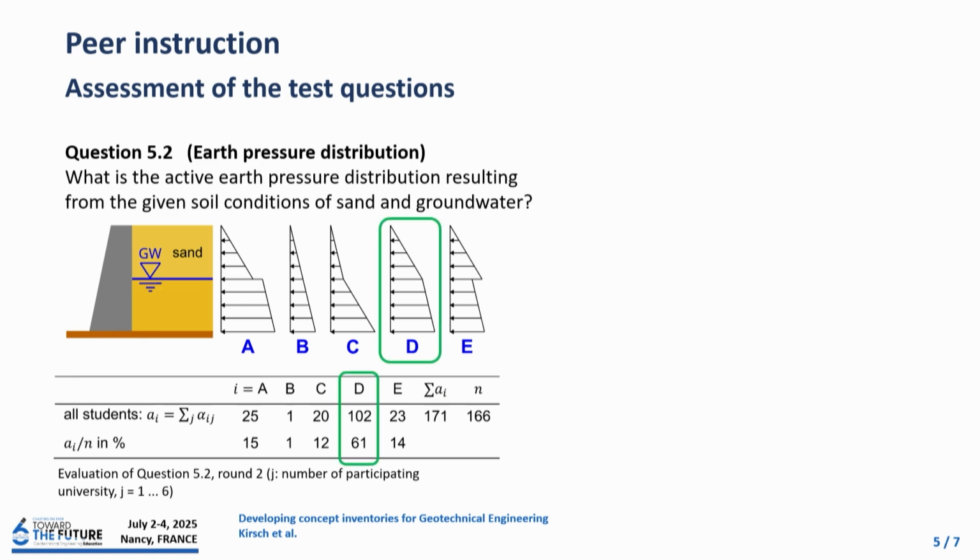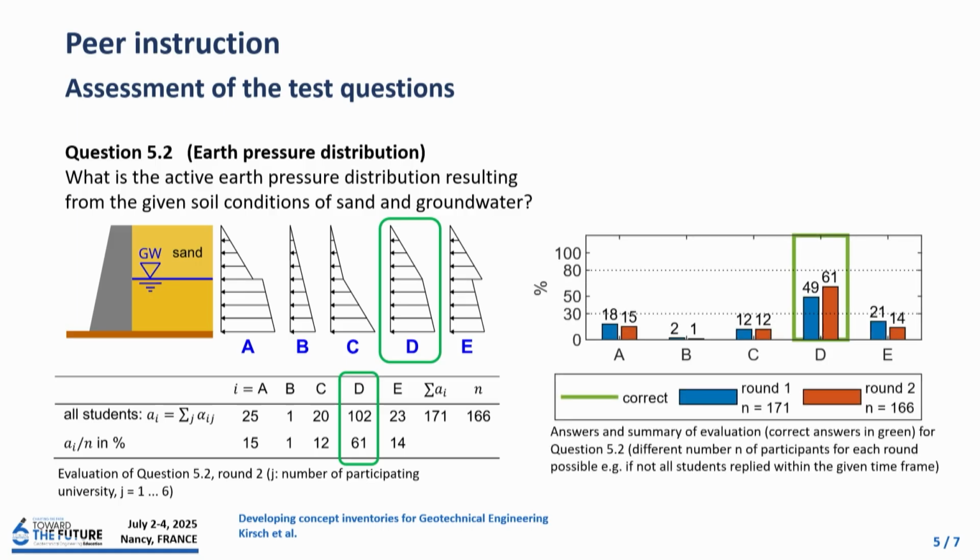Maybe not surprisingly, this is also the correct answer, so this is something that we then evaluated further on, and we took a look at how many students answered correctly in the first round. So in this case it was 49%, and after having discussed in the classroom, this number went up to 61.